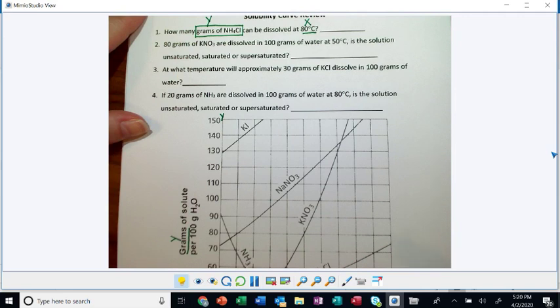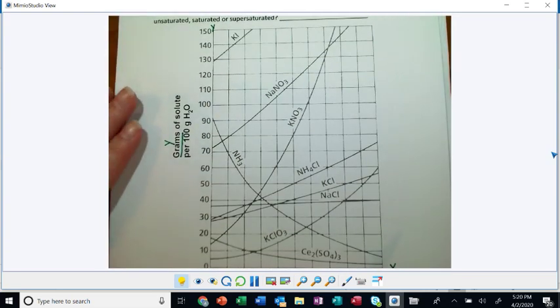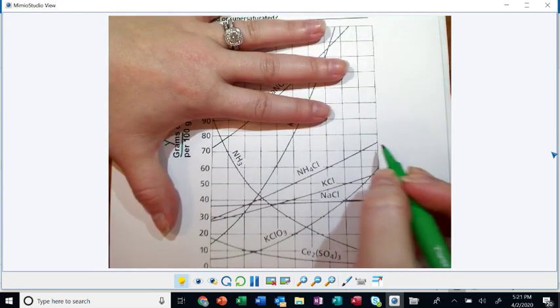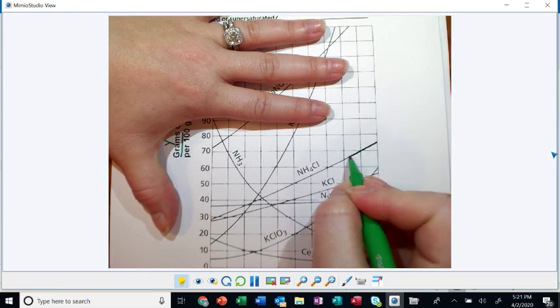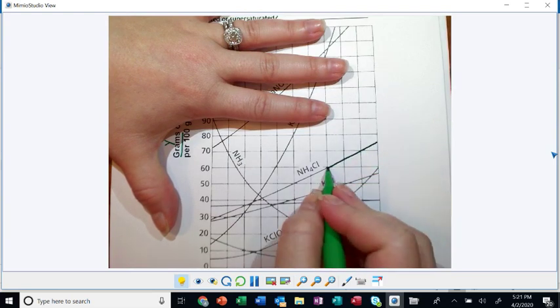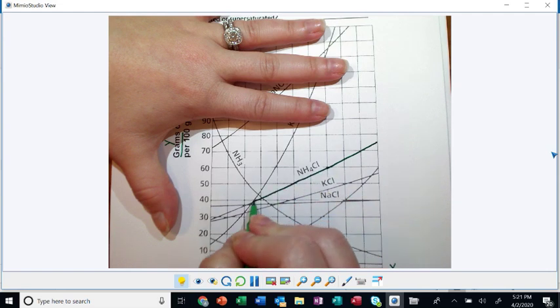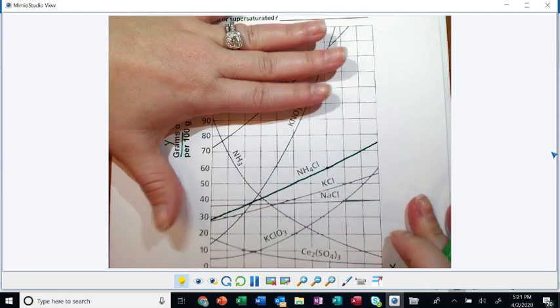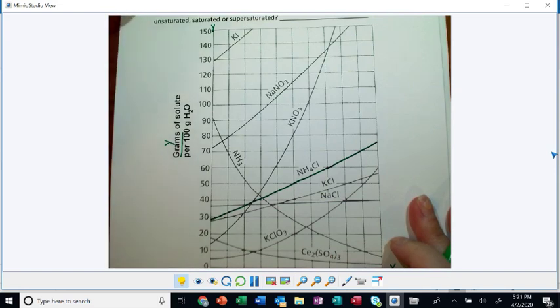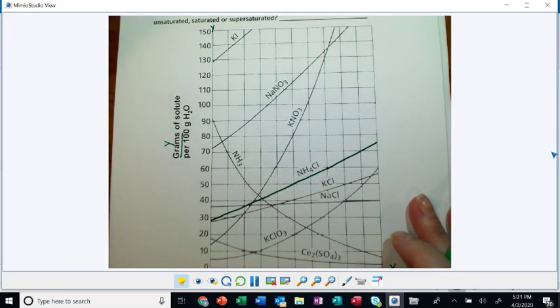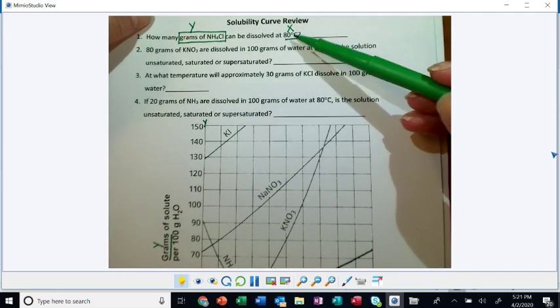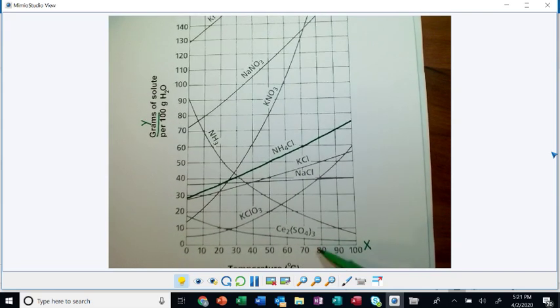The first thing I want you to do is find ammonium chloride on the graph below. So here's our graph. Looking for NH4Cl, and it is right here. I'm going to trace it so that it's easier for us to see. It's got a little bit of curve in there. First thing I'm going to do is find 80 degrees Celsius. So here's my 80 degrees Celsius right here.